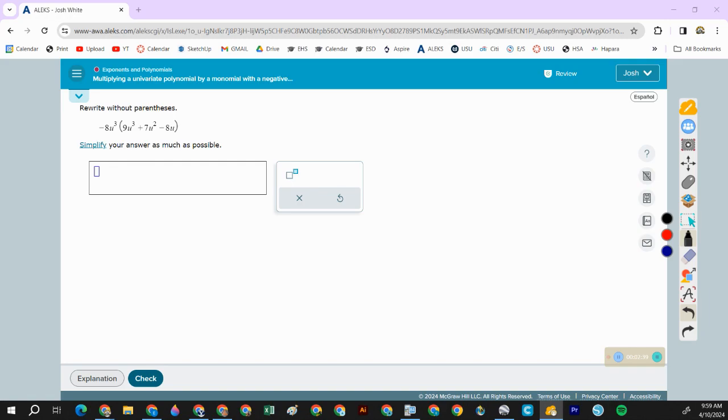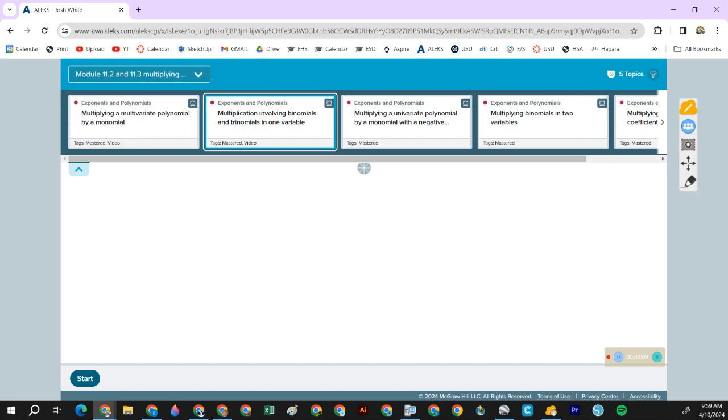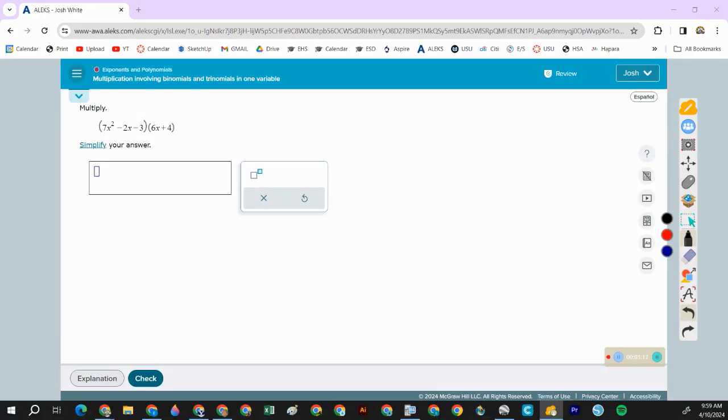Here we just distribute the negative 8u to the third into all of them. So negative 72u to the sixth plus minus 56u to the fifth plus 64u to the fourth. Okay. All right.